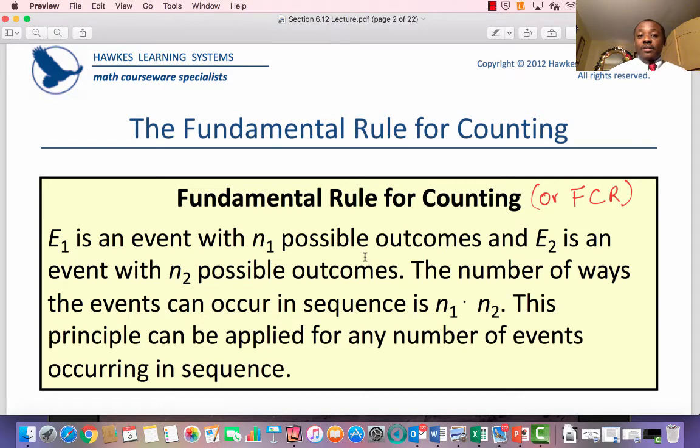6.12.1, the fundamental rule for counting. I prefer calling it FCR, the fundamental counting rule. And the rule is very easy. It simply states that if E1 is an event with N1 possible outcomes, E2 another event with N2 possible outcomes, then the number of ways that these events can occur in sequence is N1 times N2. Beautiful. This principle can be applied for any number of events occurring in sequence, and we will see a couple of examples. Let's start.